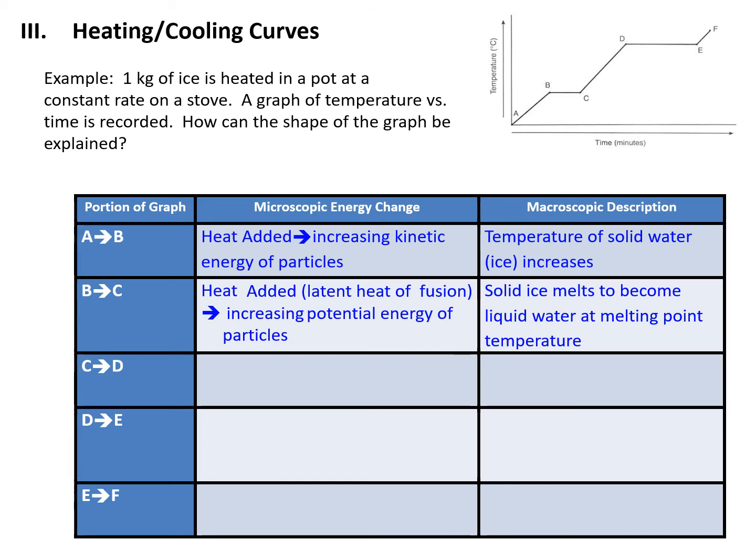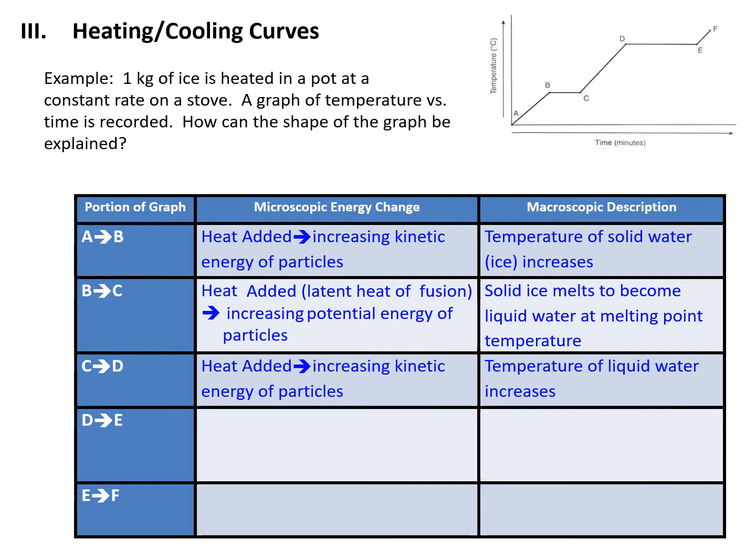In segment CD, we see once again a sloped section. In this case, we add heat and we're increasing the kinetic energy of the particles, and that's why the temperature goes up. So in the segment CD, all of the ice has melted. It is entirely a liquid now. So now when we add the heat, we're just simply raising the temperature of that liquid water.